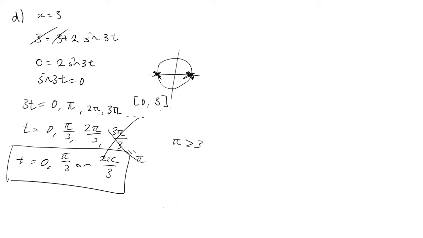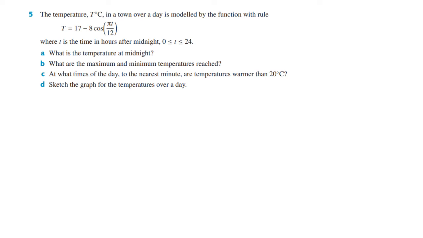Let's have a look at question 3. Question 5, Level 3. It says the temperature T degrees Celsius in a town over a day is modeled by the function with rule T equals 17 minus 8 cos pi T over 12, where T is the time in hours after midnight. What is the temperature at midnight?